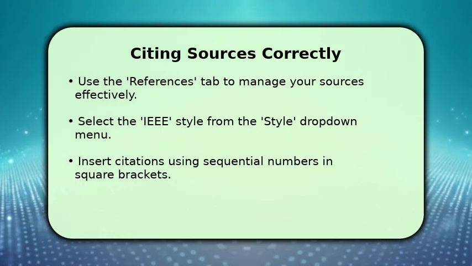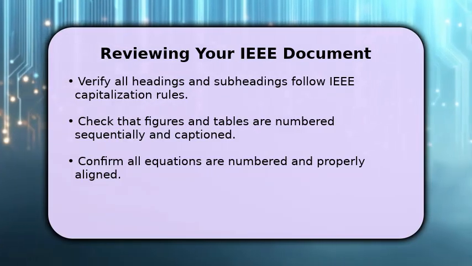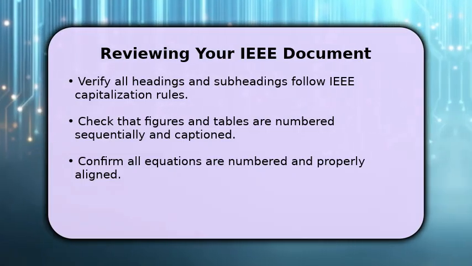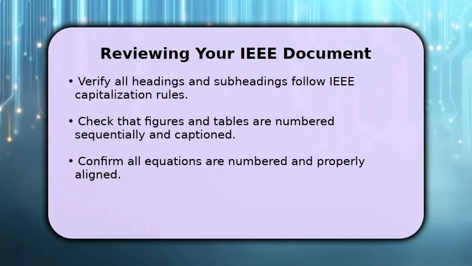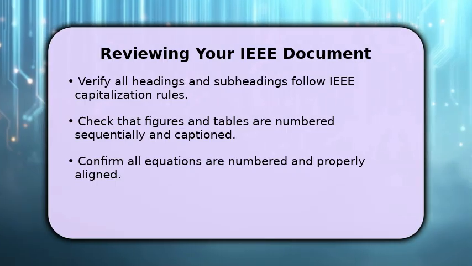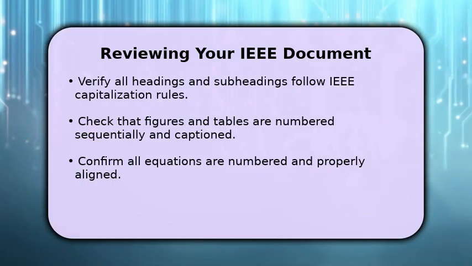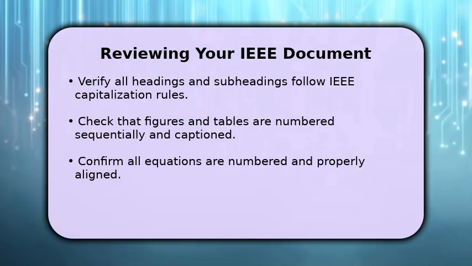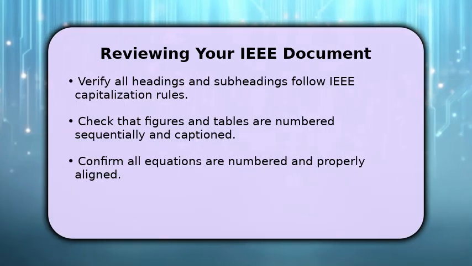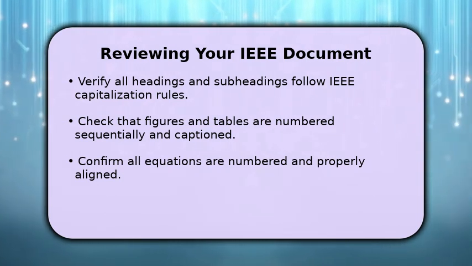sources are correctly formatted. Before finalizing your paper, conduct a thorough review. Double-check that all headings and subheadings adhere to IEEE capitalization and numbering conventions. Ensure your figures and tables are numbered sequentially and have clear, concise captions placed correctly. Confirm that all equations are numbered on the right-hand side and properly aligned. Finally, proofread your entire document meticulously for any grammatical errors or subtle formatting inconsistencies to present a polished, professional paper.